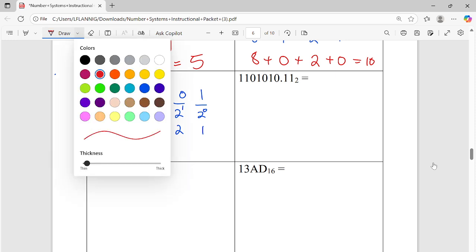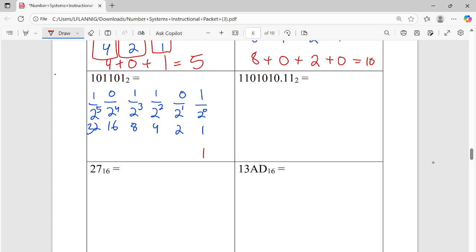Now we'll do our multiplication. So we have 1 times 1 is 1, 0, 4, 8, 0, 32. Now we start to add. So 32 plus 8, well, that's 40, and then plus 4 is 44, plus 1 is 45. So the answer is 45.